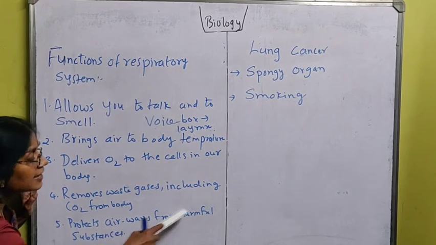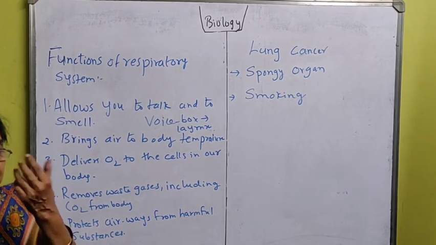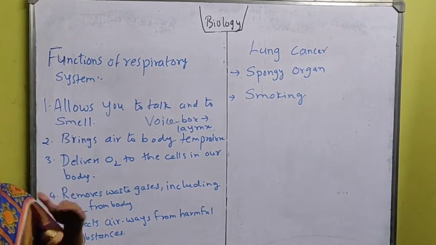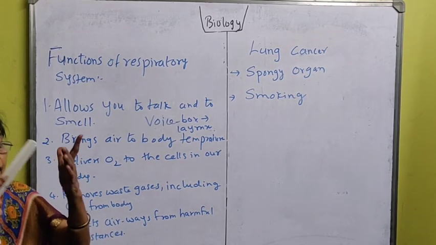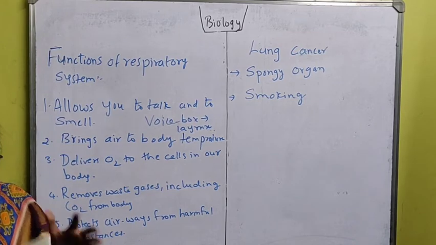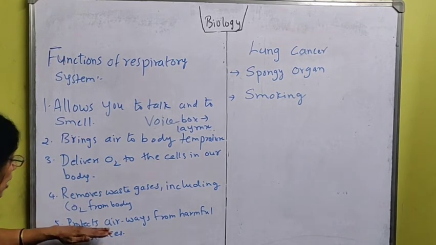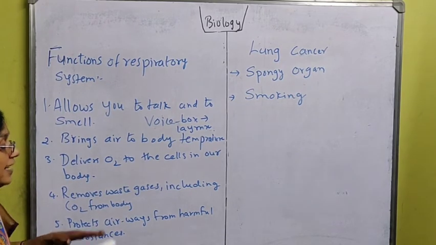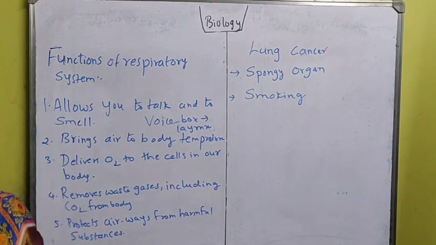Protects airways from harmful substances. Which are the airways? The nose is the airway. Inside the nose, hairs are there. Already I told you, mucous membrane is there. So whatever dust particles or unwanted particles which we are not able to see in the atmosphere, they will always be filtered. And that harmful substance, it won't allow to enter into our body.